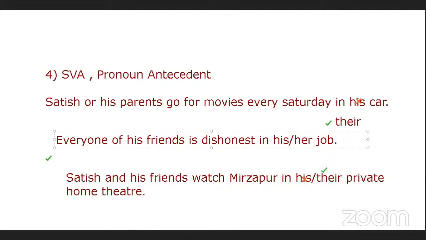Two stages. First stage is finding the subject, whether the subject is singular or plural. मालूम पड़ गया ये subject is singular. अगर subject singular है तो फिर उसके साथ जो pronoun आता है वो भी singular होना चाहिए. That's your stage 2.